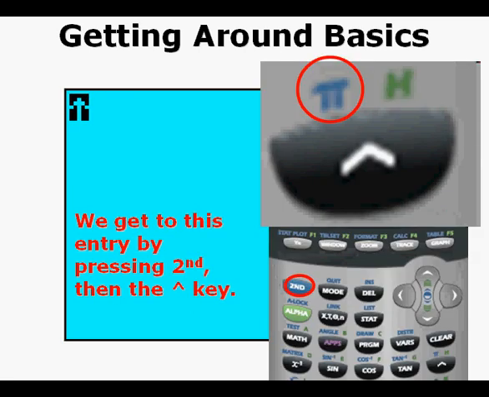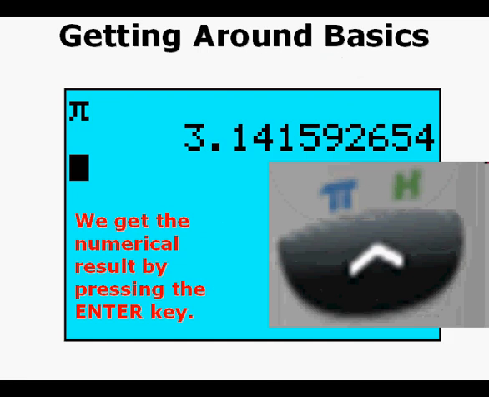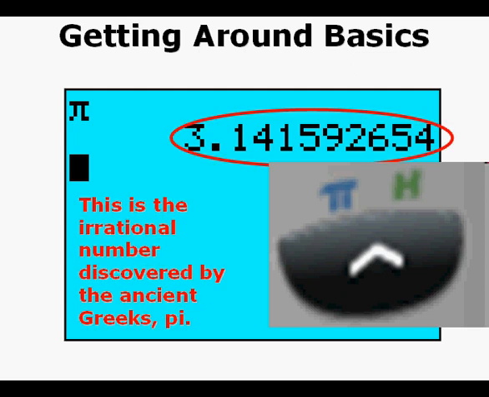We get to the pi entry by pressing second, then the rooftop or exponent key on the right of the keypad. And here that key is highlighted at the right of the keypad at the lower right on the view screen here. We get the numerical decimal approximation by pressing the enter key. This is the irrational number pi discovered by the ancient Greeks.